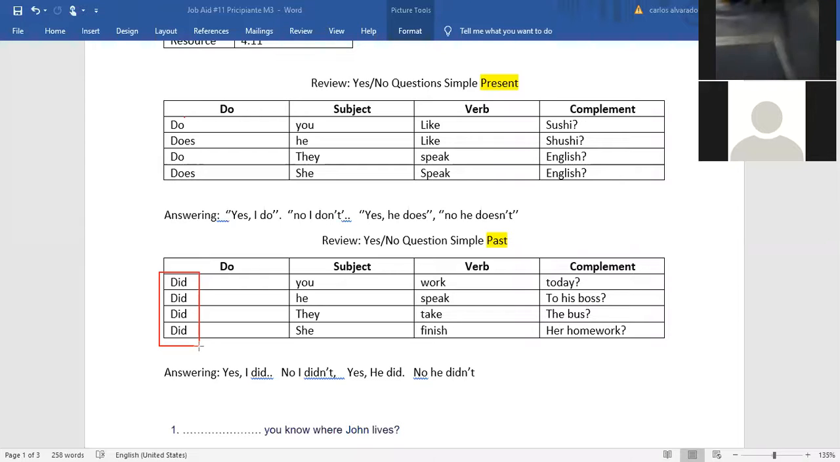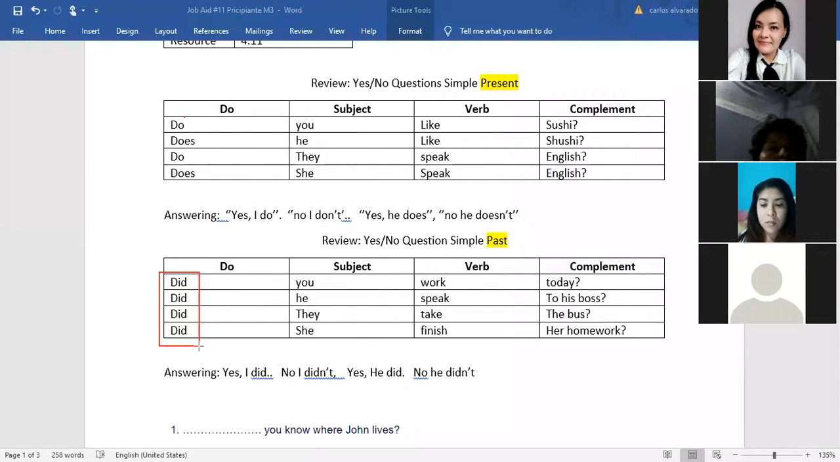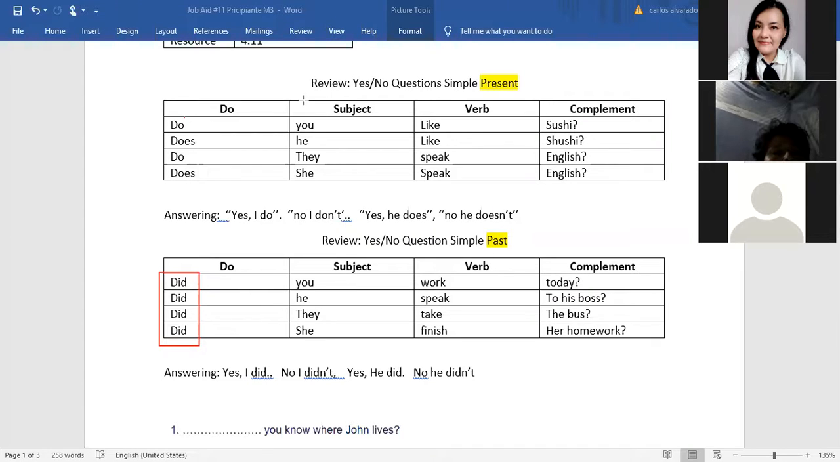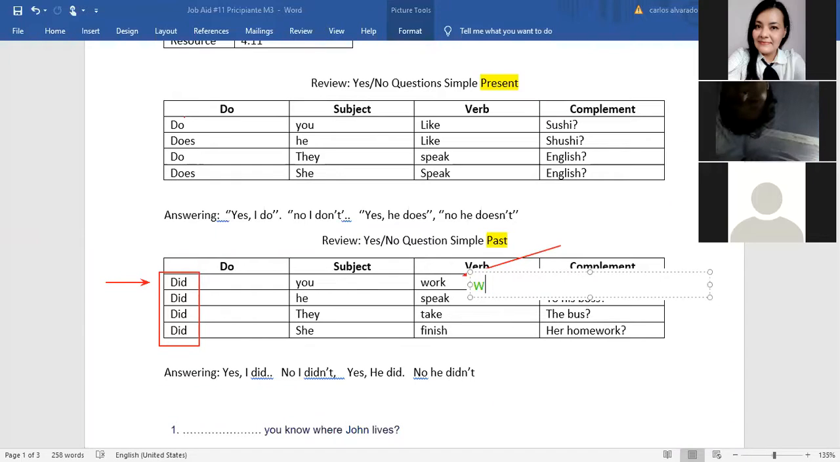This is simple past. Did he speak to his boss? Simple past. Did they take the bus? Past. Did she finish her homework? Past. Okay, very good. Now, I want you to see something, right? El verbo auxiliar es did, right? Mi verbo, no es necesario que yo le ponga ed. No es necesario que yo diga: did you worked? Right? No es necesario. ¿Por qué? Porque ya tengo el verbo auxiliar. Exacto. So, entonces el auxiliar me pone todo el resto de los verbos en el pasado, right? Ya no tengo que cambiar ningún verbo.